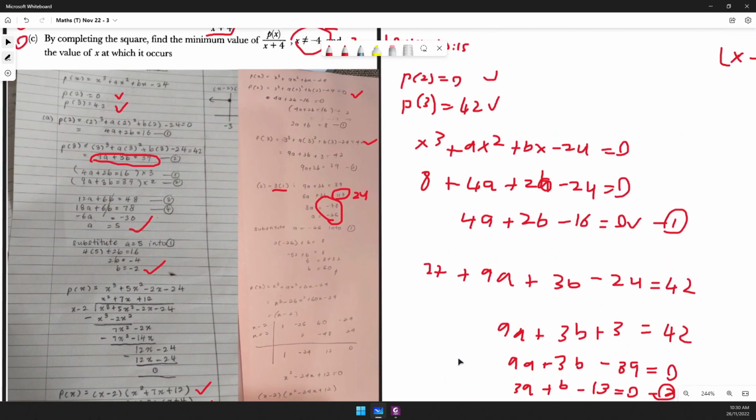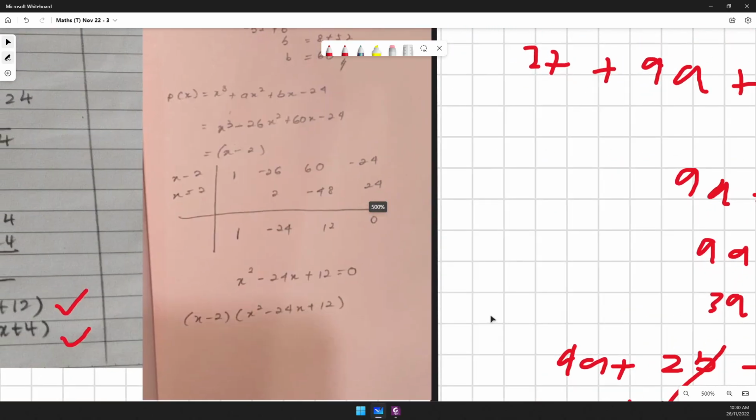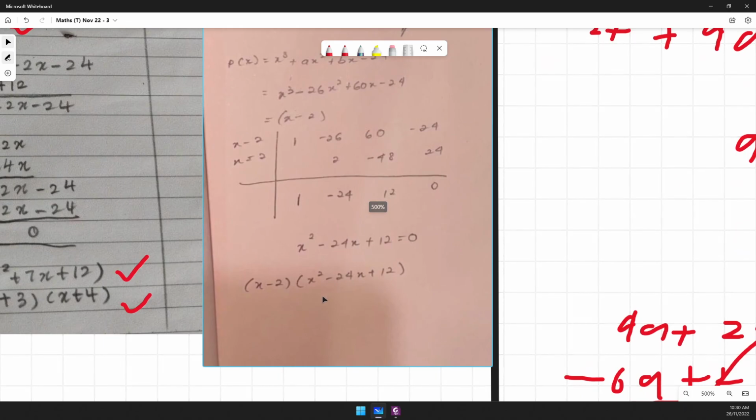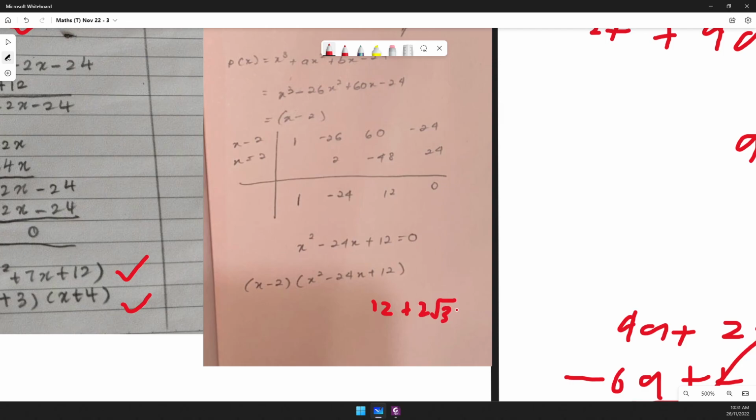If it's a complex number, it must have i. Usually, if it's a complex number, you can just leave it like that. If the roots are complex, like x squared minus 24x plus 12, the roots are 12 plus 2 square root 33 and 12 minus 2 square root 33. Really, it's a real number, not complex.